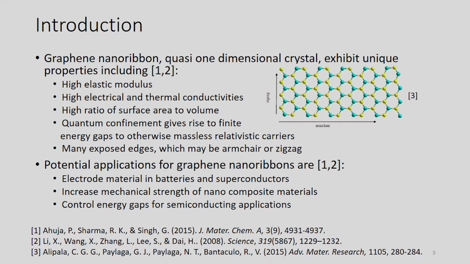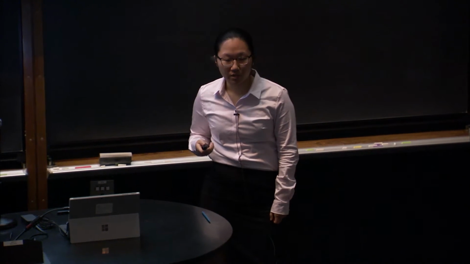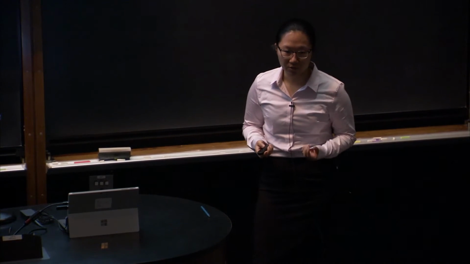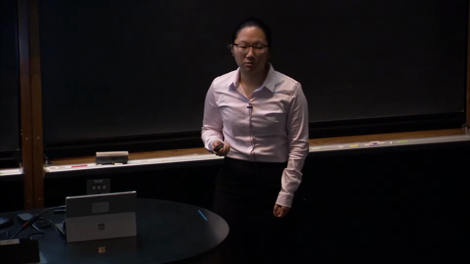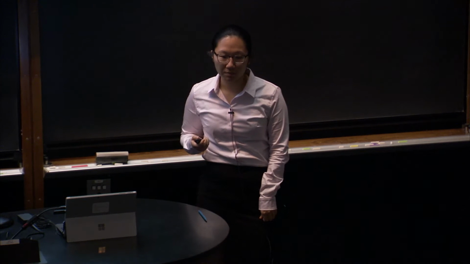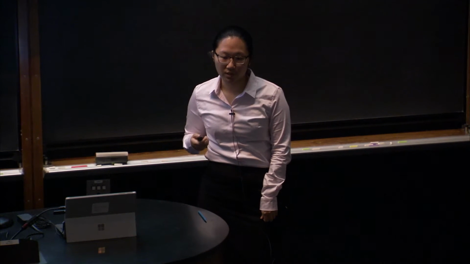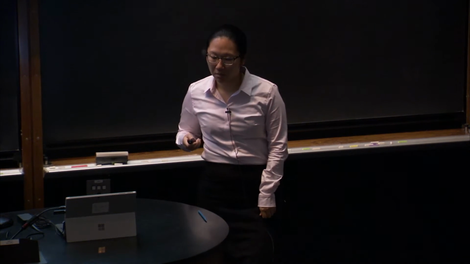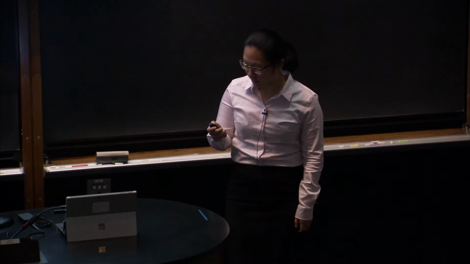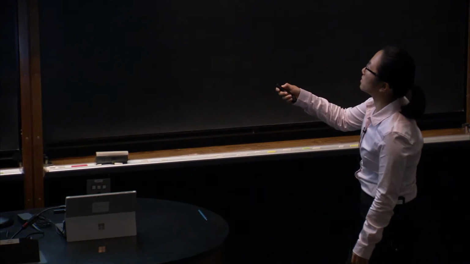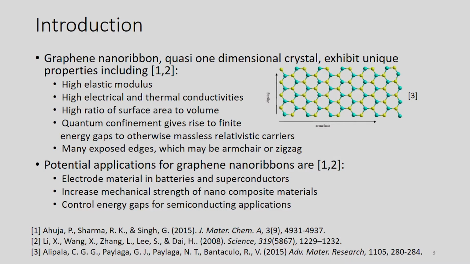Graphene nanoribbons exhibit unique properties such as a high elastic modulus, high electrical and thermal conductivities, high ratio of surface area to volume. This is due to how narrow the graphene nanoribbons are, and quantum confinement, which gives rise to finite energy gaps to otherwise massless relativistic carriers, and many exposed edges, which may be armchair or zigzag. If you look at this figure, horizontally are armchair edges and vertically are zigzag edges.